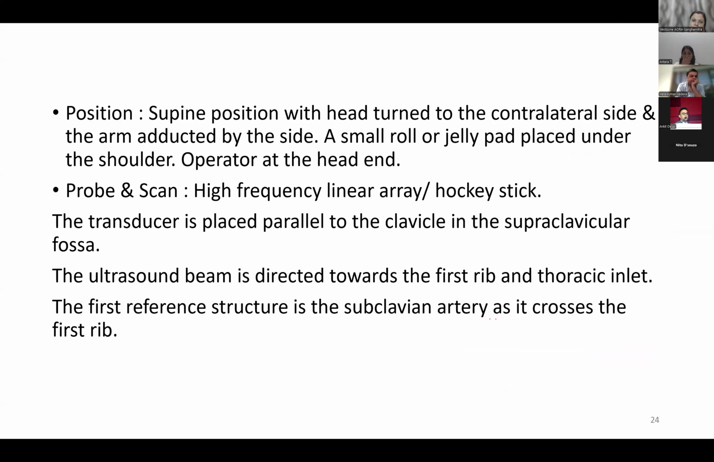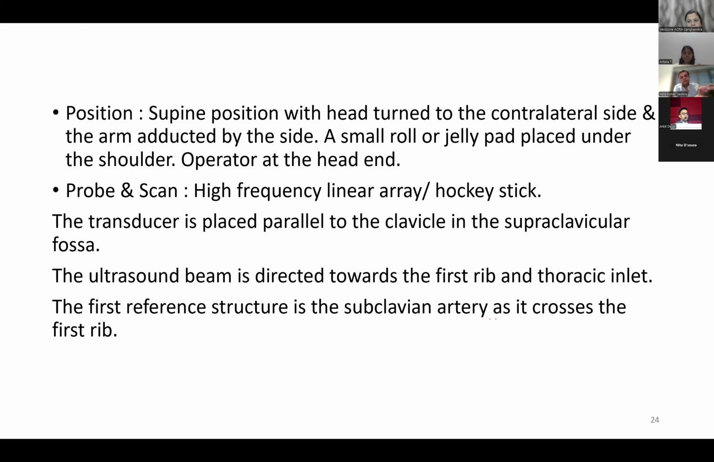So in this block, the patient is in a supine position with the head turned to the contralateral side and the arm adducted by the side. A small roll or jelly is placed under the shoulder. This is placed to increase the distance between the bed and the transducer, which helps for the in-plane approach of the needle and helps in maneuvering the needle. This is especially useful in pediatric patients where the anatomy is very compact. The operator stands at the head end.